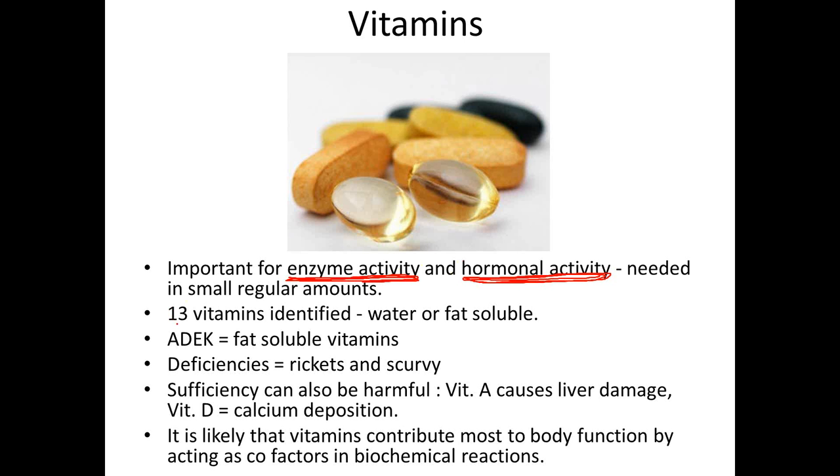To date, we've identified 13 different vitamins. And we can classify them into two groups. Simplistically, based on whether they dissolve in water or whether they dissolve in fat. Now there's an easy way to remember which one is which because there are four fat-soluble vitamins, A, D, E, and K. A, D, E, and K. So if you remember that, then you will understand that the other vitamins are water-soluble.